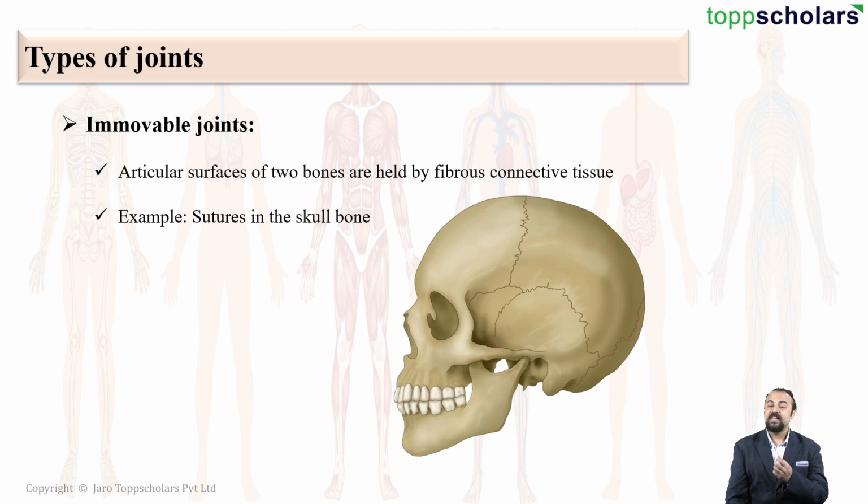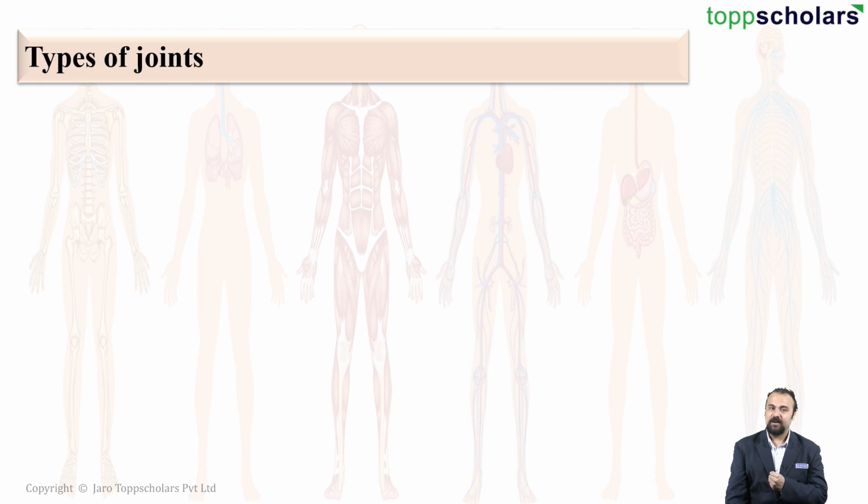To be precise, the cranium is made up of many different bones which are sutured together. And as we know, they do not move at all because all these different bones of the cranium are held by fibrous connective tissue. Moving on, these do not show any kind of movement.